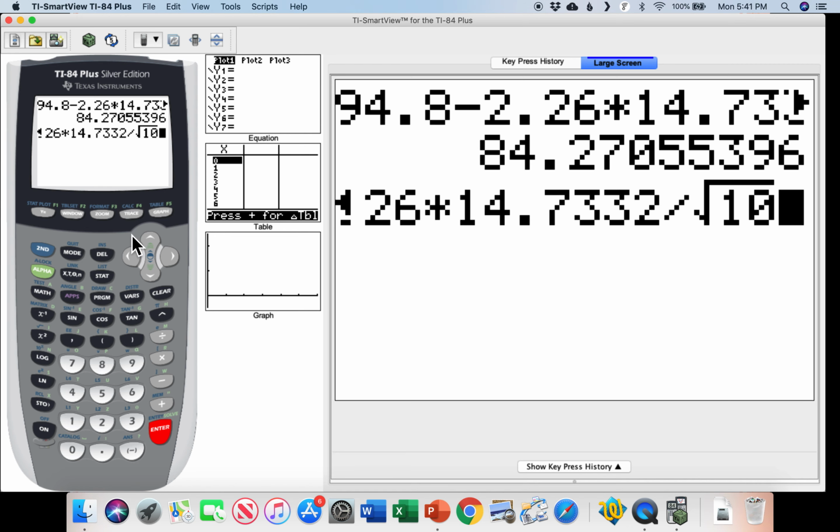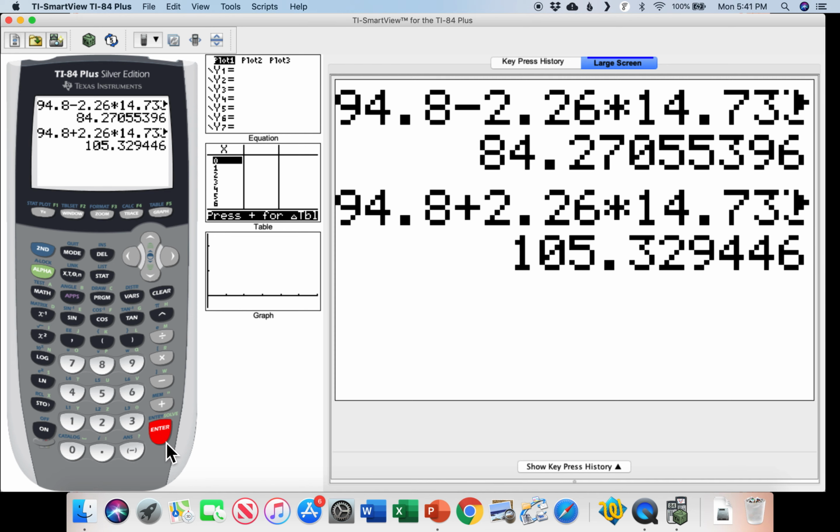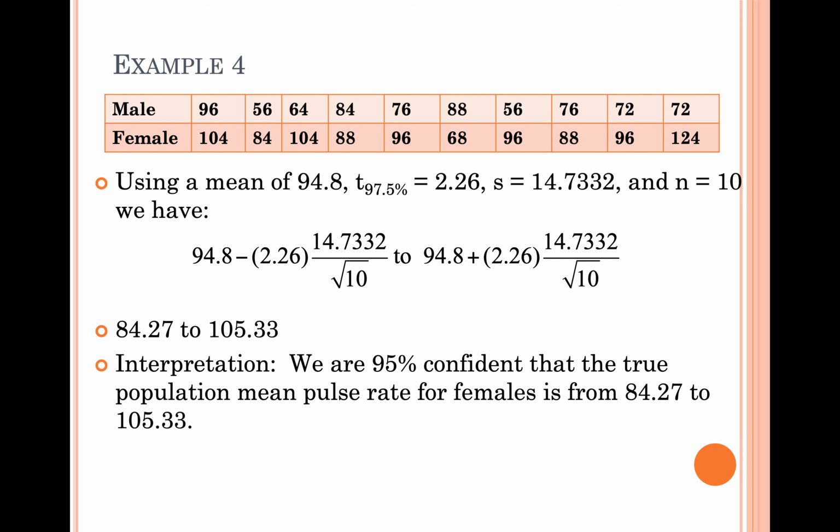We do this again and we change that minus to a plus. Same formula, but just an addition instead of a subtraction, and we have the upper end, 105.33. Okay, 84.27 to 105.33. And to interpret this, we state that we are 95% confident that the true population mean pulse rate for females is from 84.27 to 105.33.